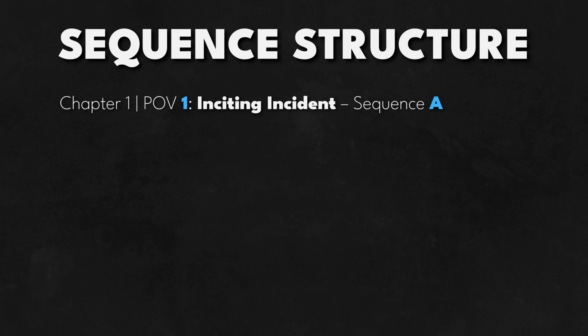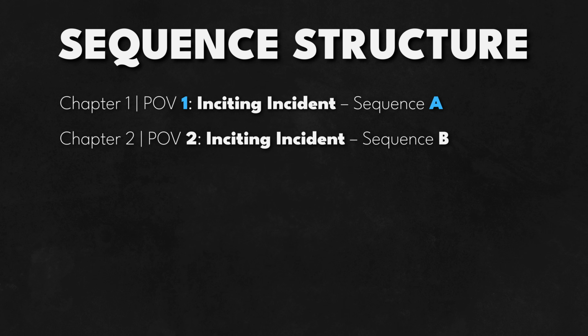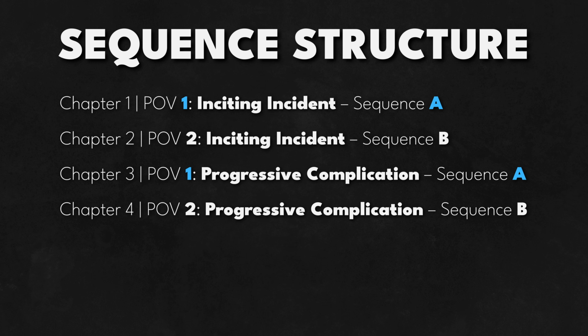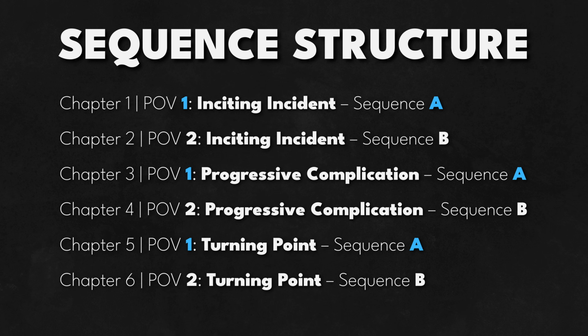Imagine Chapter 1 follows POV 1. That could be the inciting incident of Sequence A. Chapter 2 switches to POV 2. And that's the inciting incident of Sequence B. Then Chapter 3 returns to POV 1 with a progressive complication scene for Sequence A. Chapter 4 switches back to POV 2 for a progressive complication scene in Sequence B, and so on and so forth. But in practice, it's rarely this neat.